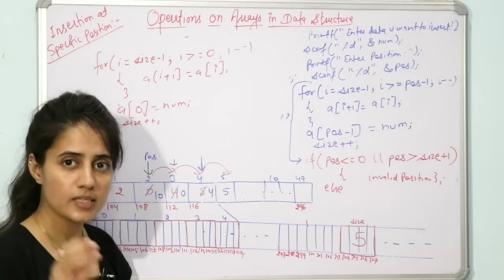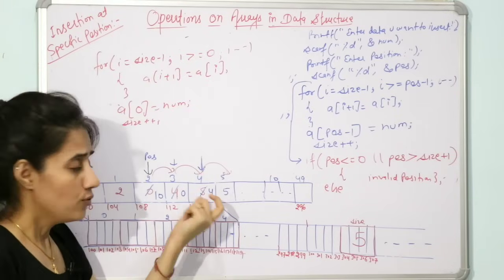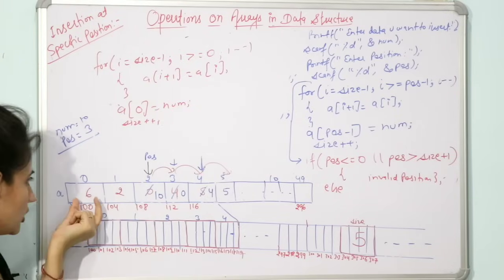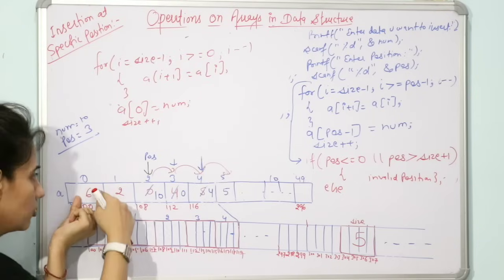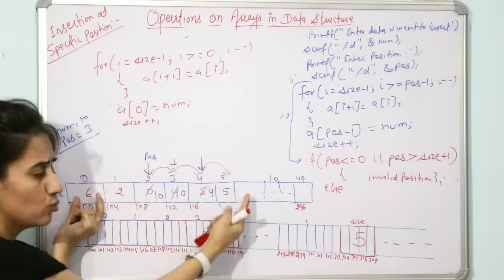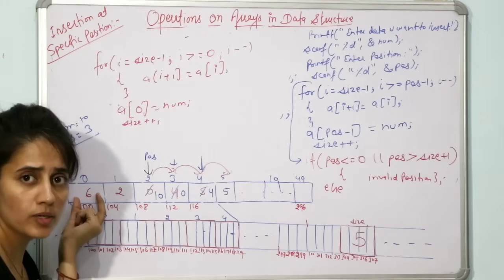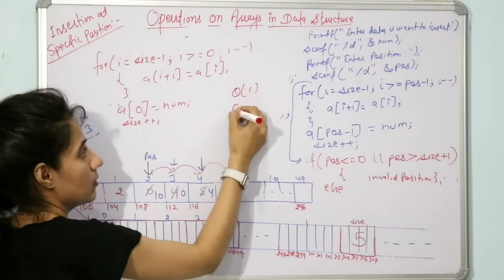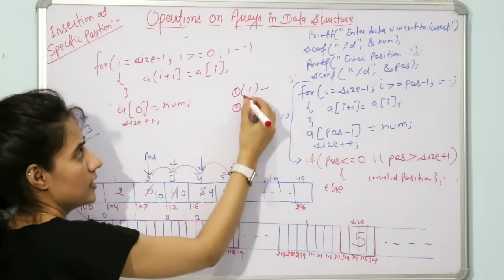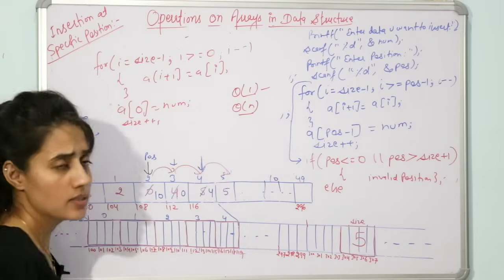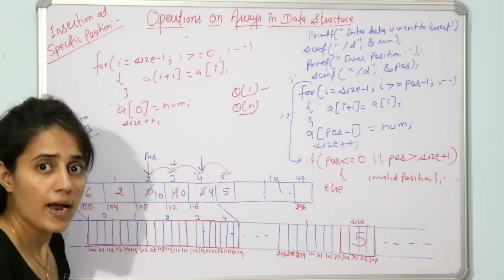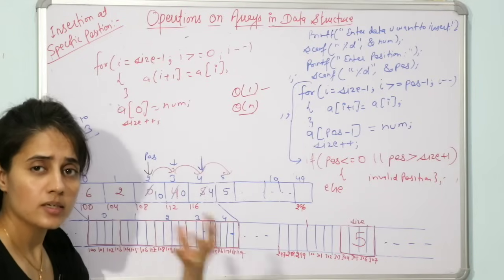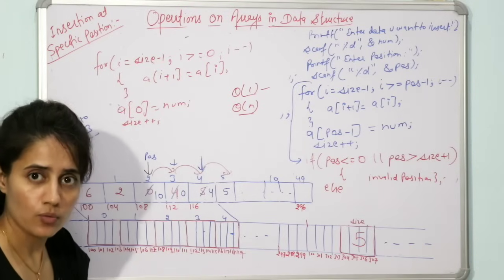Now if we discuss the time complexity, then see, if you are given some position, suppose the position given is this one, you are going to insert data here, so you are going to shift all the elements to the right side, so time complexity would be theta n. So in best case it is 1, and in worst case it is theta n. And basically the time taken depends on the position given, fine.